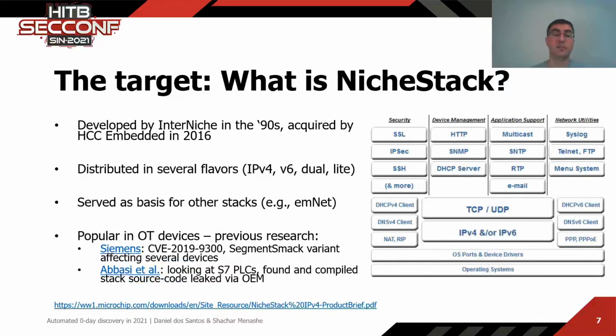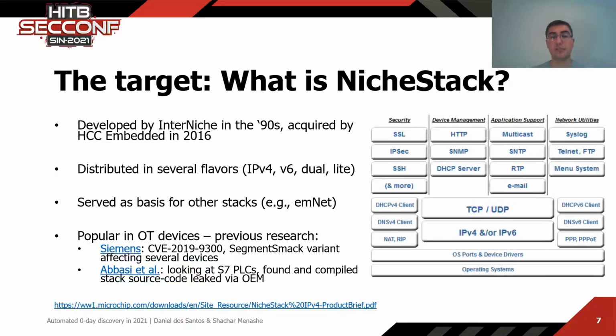So if you think again about the supply chain, it's even stack to stack in a way. So some TCP/IP stacks are derived from others and then end up in operating systems that then end up in different products. And even before starting this research, we knew that this stack was popular in OT devices because previous research by others had shown that it was used in several Siemens PLCs, for instance. Siemens found a TCP segment MAC variant that affected several devices, and that was called CVE-2019-9300.